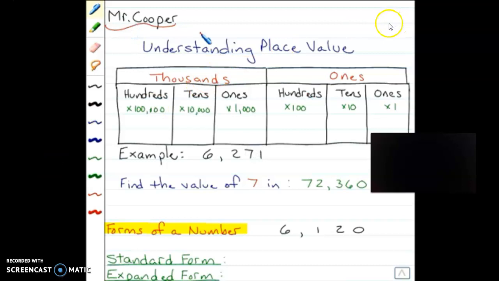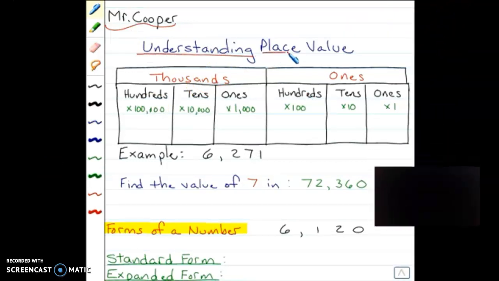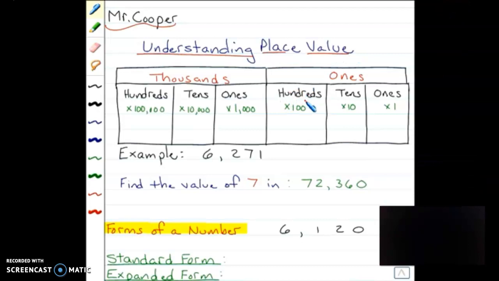Hello, my name is Mr. Cooper, and today I'm here to help you with understanding place value. Every digit in a number has a place value, and this chart helps show us what the place value is. Let's start off with the number 6,271. First, we're going to write this number into the chart above. Make sure that the number aligns with the right-hand side of the chart, the 1, 7, 2, and then the 6. Now, the columns give us the place value of the number. The 1 is in the ones column. The 7 is in the tens, the 2 is in the hundreds, and the 6 is in the 1,000s.